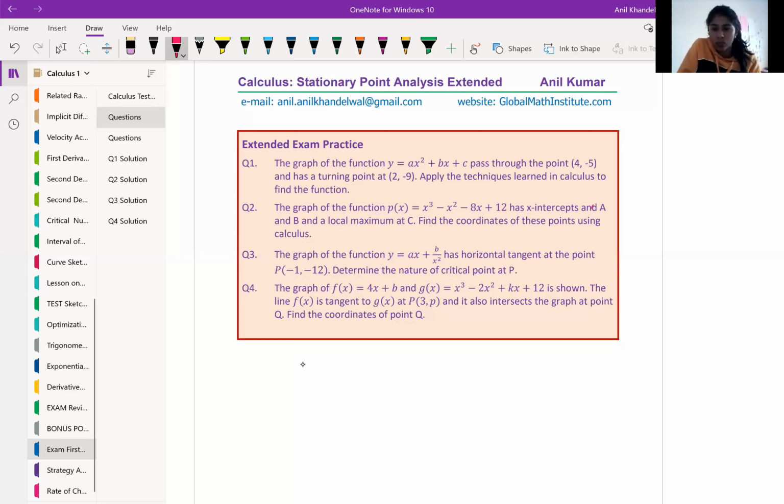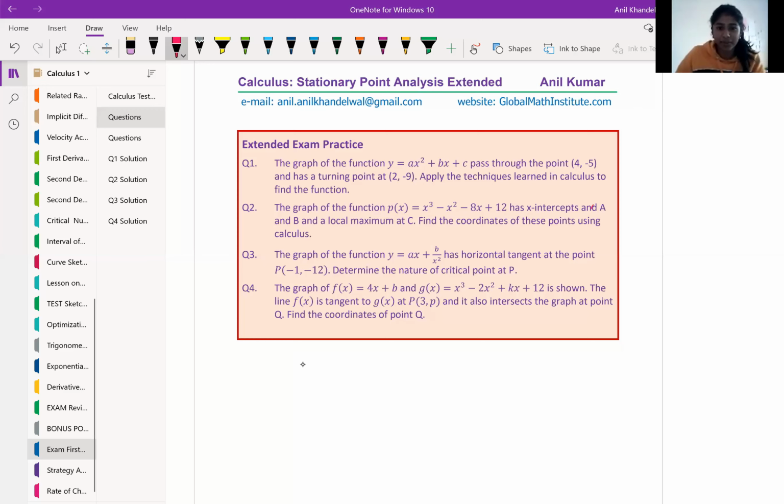Okay. So let me begin with the very first question, which seems to be a very simple question. Whenever it comes to a parabola, ax squared plus bx plus c, and you're given 2 points and a turning point, that should not be very difficult. Parabolas you've been solving since ages, right? Can you tell me the approach which you're going to follow to solve question number one?